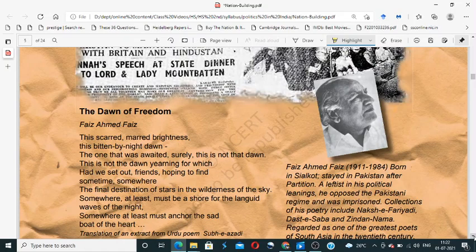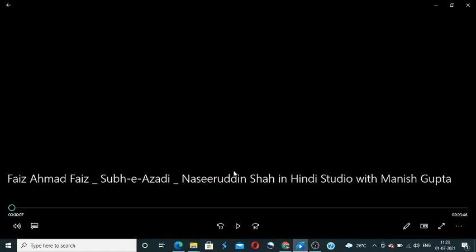He writes about the agony of the partition in his poem called Subh-e-Azadi. I'll just try to play a video of this recitation of this poem. I hope it will be audible. Let me just play the video, and it is narrated by our own very well-known actor Naseeruddin Shah. It is just for about 3 minutes. So let us play it, and we will feel the agony of the partition in this video.